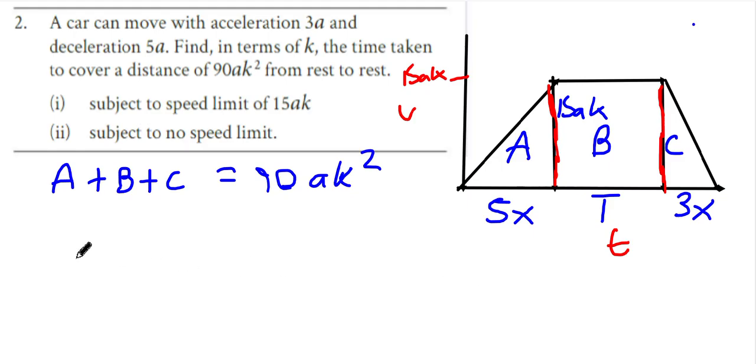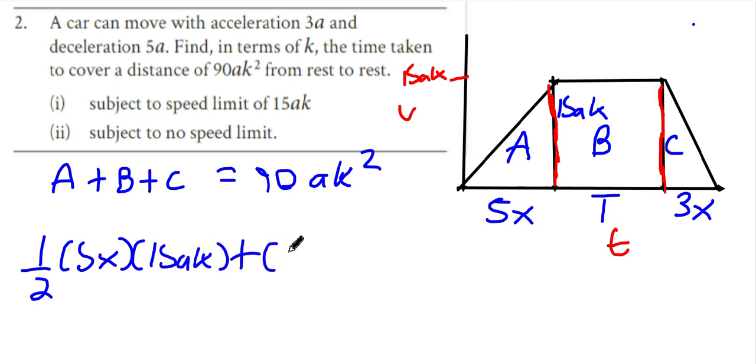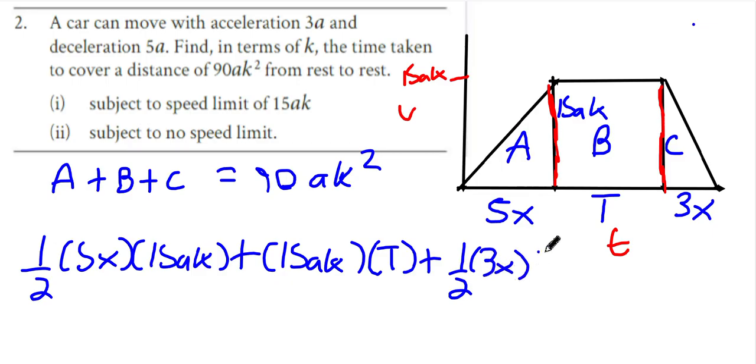What would happen is we would say a half 5x times 15 AK plus 15 AK times T plus a half 3x times 15 AK equals 90 AK squared. Would everybody agree with that? That is an area formula, isn't it? Nothing more, nothing less than an area formula.